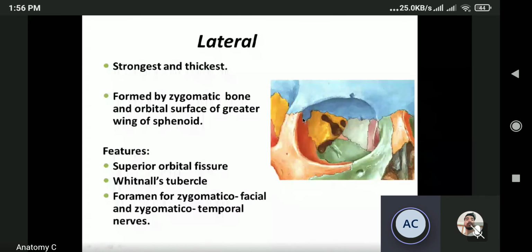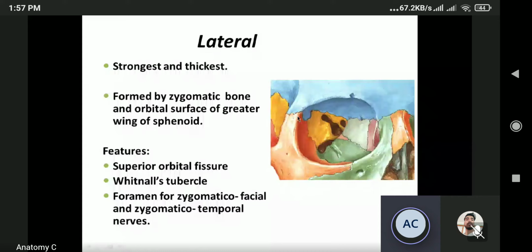Now talking about the lateral wall, this is the strongest and thickest one. It's formed by this zygomatic bone, and this is the orbital surface of the greater wing of the sphenoid. What are the features present? This is the superior orbital fissure and Whitnall's tubercle. This Whitnall's tubercle is 11 mm below this zygomaticofrontal suture. This is the zygomatic bone, this is the frontal bone. So below this suture, you will get the tubercle, that is Whitnall's tubercle.